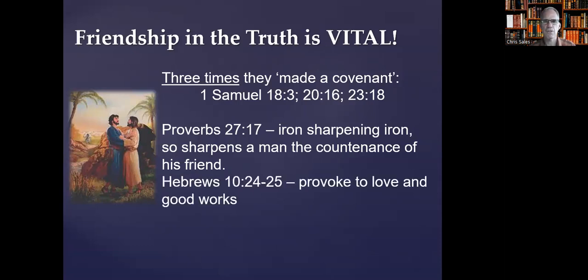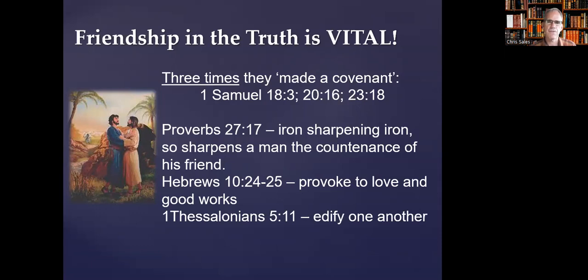Hebrews 10, verses 24 to 25. What's in it for us? We're to provoke to love and to good works. That's why we meet together. That's why we need friendship in the truth. We need to meet with fellow believers and sharpen each other. Help each other. And of course, 1 Thessalonians 5:11, edify one another. The word edify is to build up, build each other up.